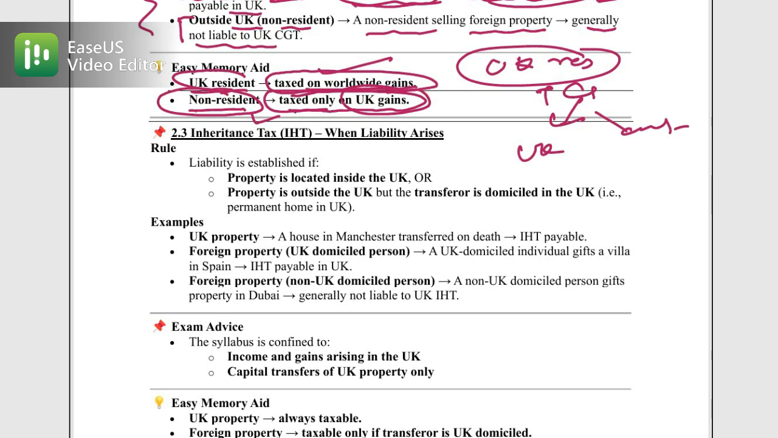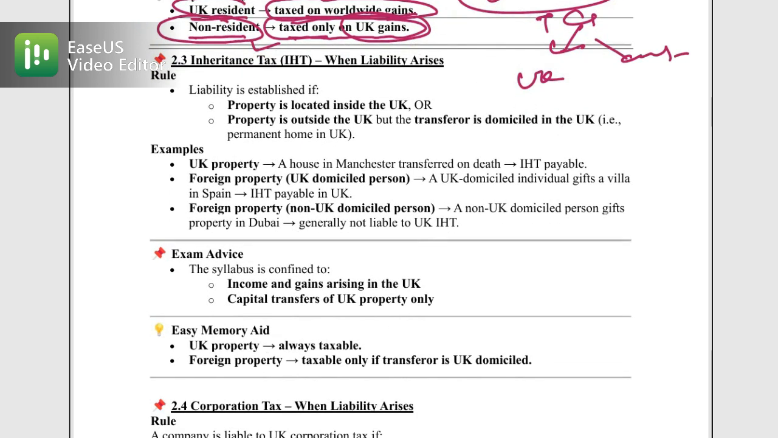Now let's move on to the third one, that is IHT. I hope you understand that a UK resident is taxed on worldwide gains and a non-resident only on UK gains. Now let's discuss inheritance tax, IHT. The rule is that liability is established if the property is located inside the UK, or the property is outside the UK but the transferor is domiciled in the UK, meaning their permanent home is in the UK. In that case you will have a tax liability and you will have to pay it.